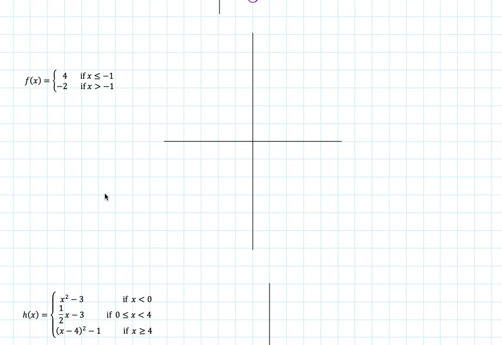Here we go. This one is going to be a step function because you have constants. So 4, remember when y equals 4 or y equals -2, those are just horizontal lines. So I'm going to go ahead and go y equals 4. 1, 2, 3, 4. I'm just going to draw it all the way across right now. And y equals -2. Yeah, what the heck.